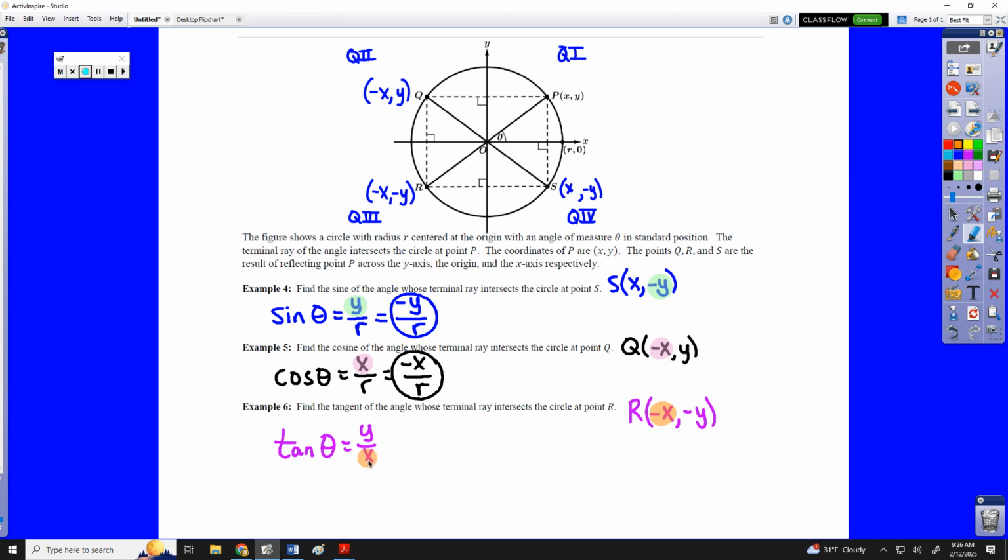The x coordinate will go on the bottom, the y coordinate will go on the top. Now notice that in this case, both of those are negative. So we have negative y divided by negative x, and a negative divided by a negative, those negatives would cancel, leaving us with the ratio y over x.